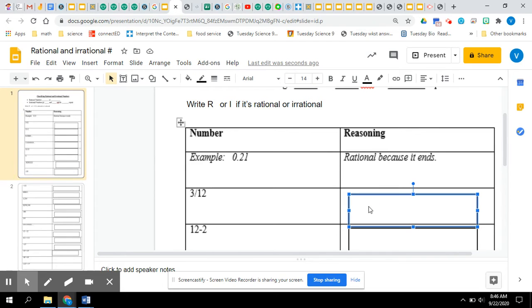So in this box, we can just put a big fat R, except it won't be real big, but that's okay.